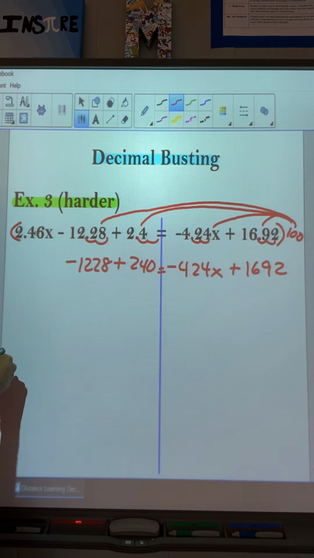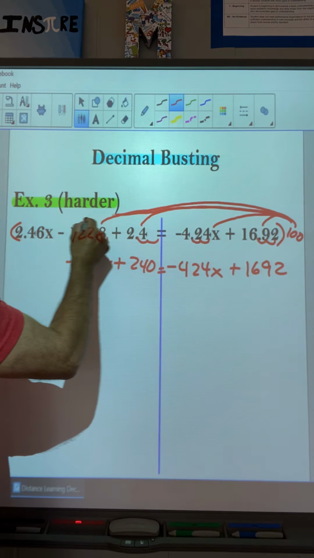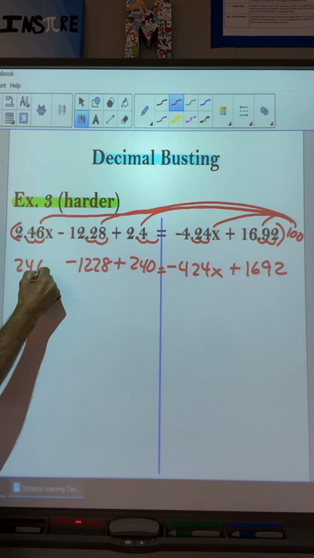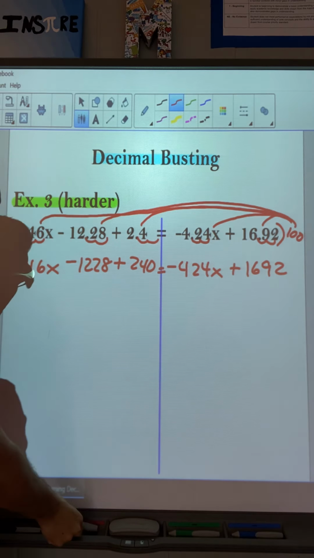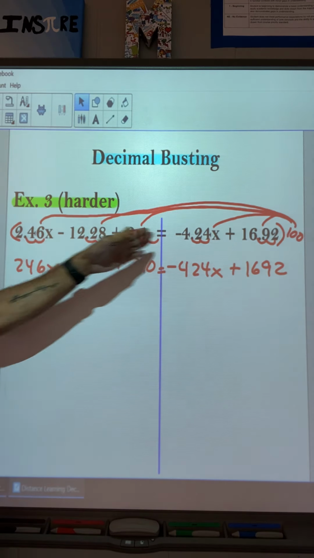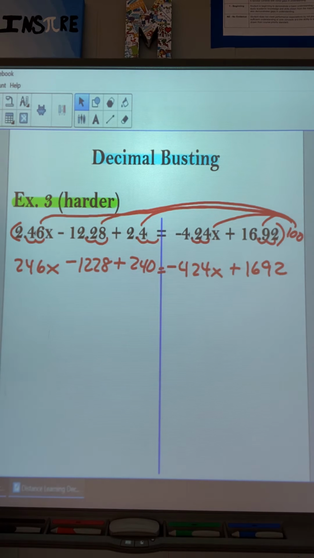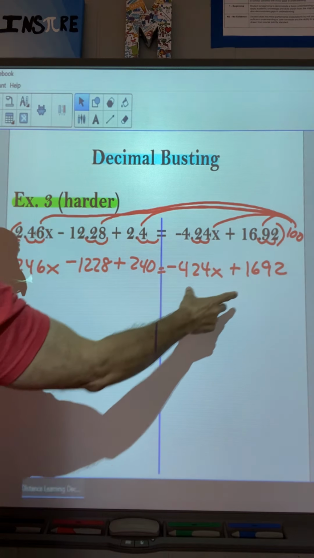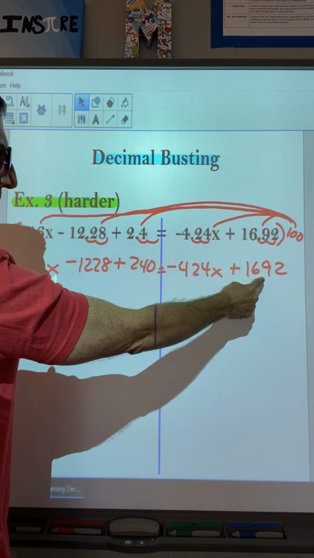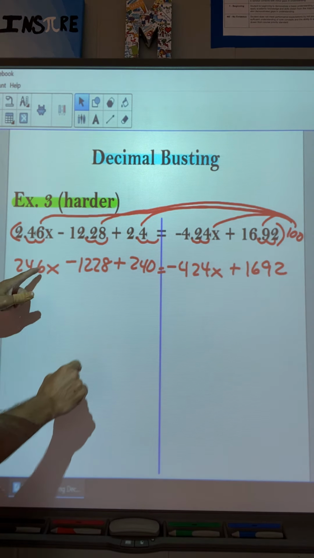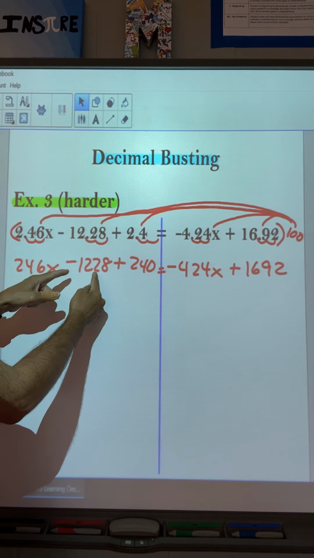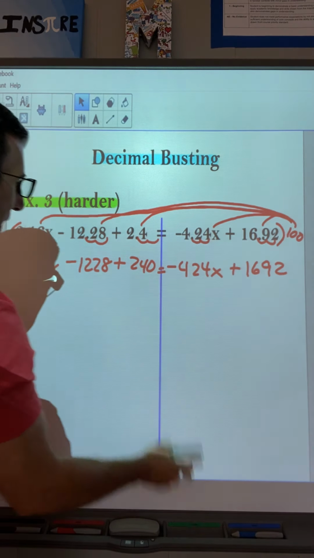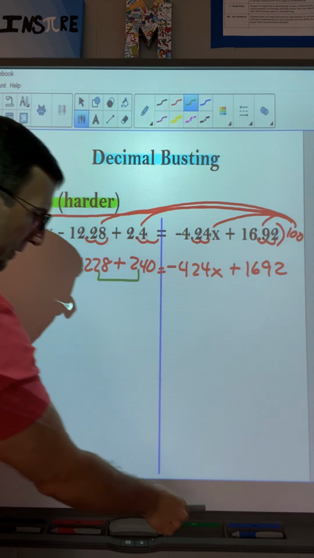Bring down your addition. Move it over twice. We now have 246x. Okay, so we've moved the decimal over twice on every one. Now let's combine like terms and start moving stuff. Well, I can't, that's an x, that's not an x. Can't touch it. I have an x, I have an integer, we have a whole number. We can combine those two. So let's combine these two.